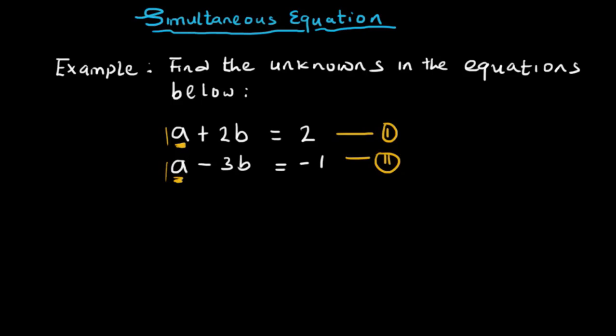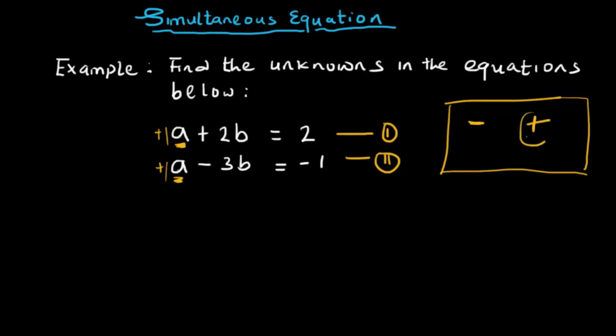Now the next thing I want you to notice is that they are both of the same sign. This is plus 1 and plus 1. So if the variables are of the same sign and they have equal coefficients, all you need to do is subtract the equations. You are saying either equation 2 minus equation 1 or equation 1 minus equation 2. So if they are of the same sign, you subtract. If they are of different sign, you add. We are going to take an example where they are of different sign later, but if they are of the same sign, you subtract.